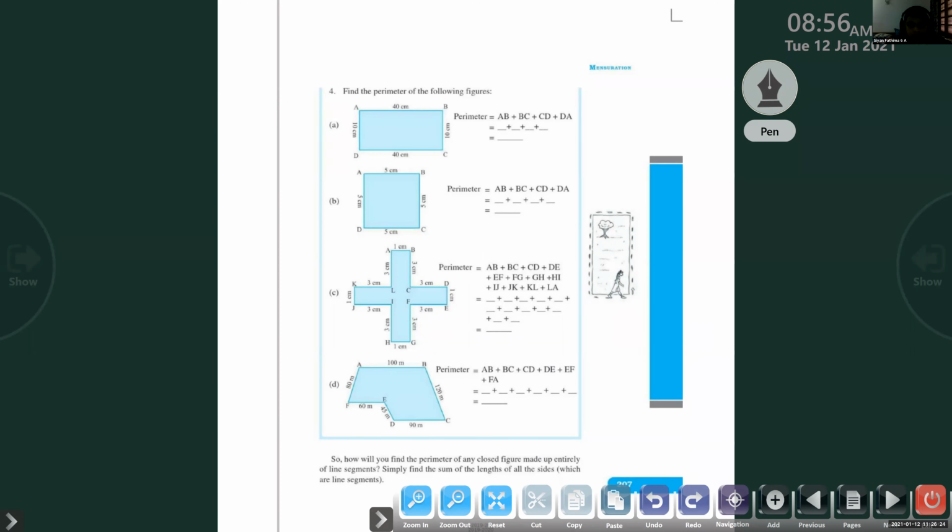So will you do this? Find the perimeter of the following figure. First one? Draw a rough sketch. Simply a rough sketch.